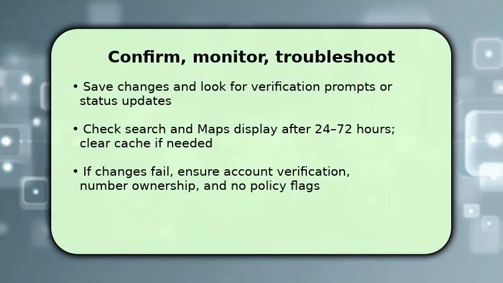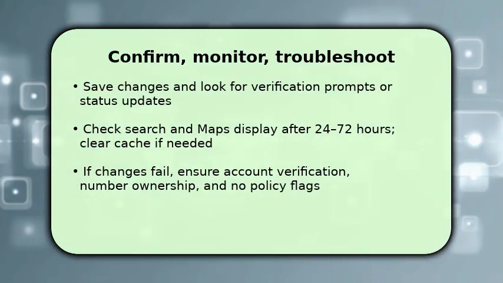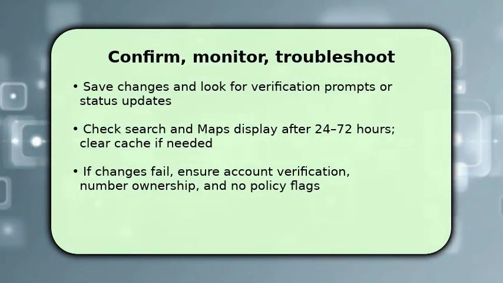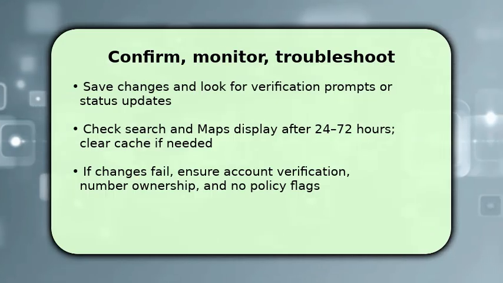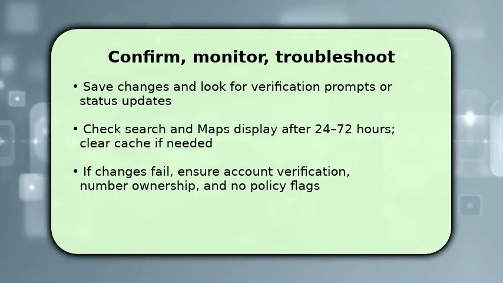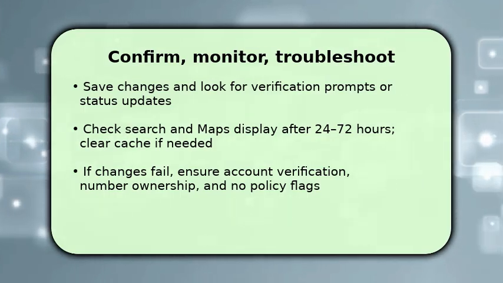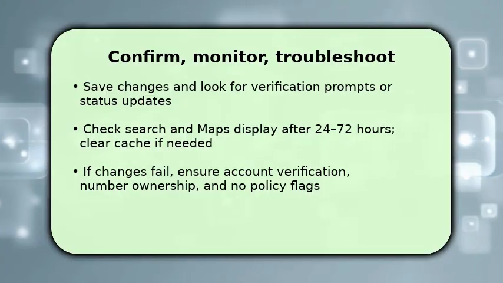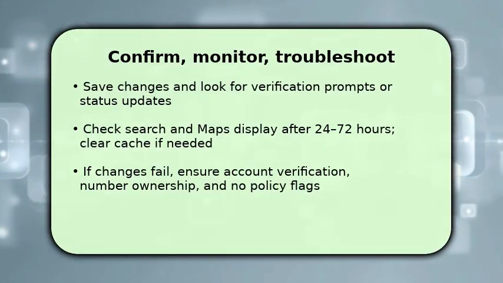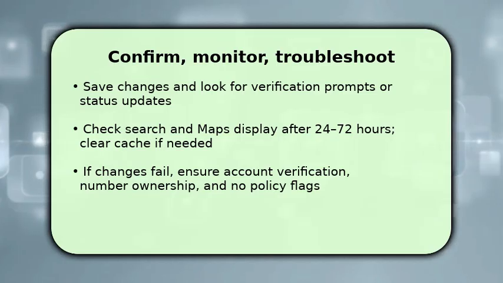After saving, you must confirm the update. Google may request re-verification, so follow any prompts immediately. Once complete, monitor search and maps for 24 to 72 hours. Make sure the new number shows correctly and test calling it. If you don't see the update, clear cache or check from an incognito window, because propagation can be local.